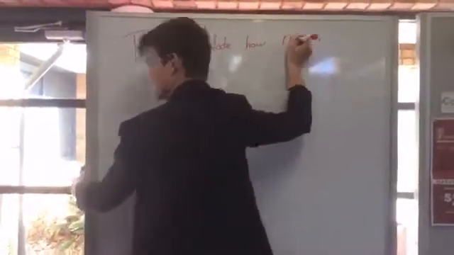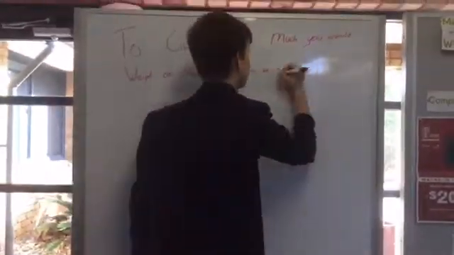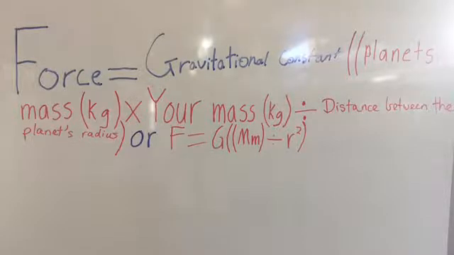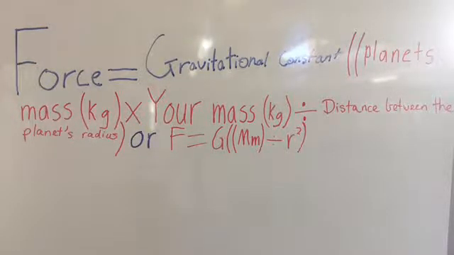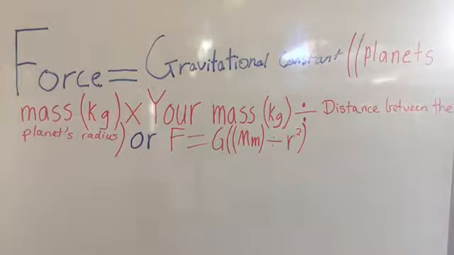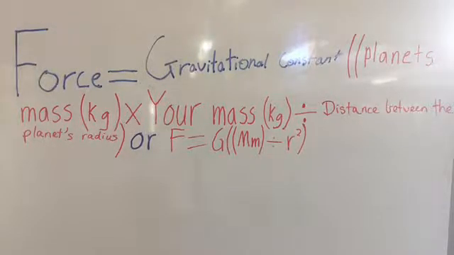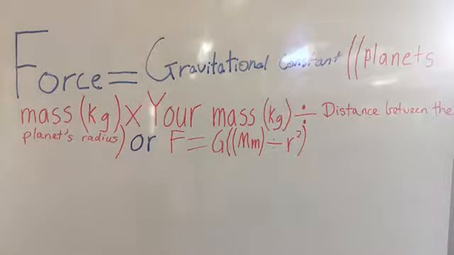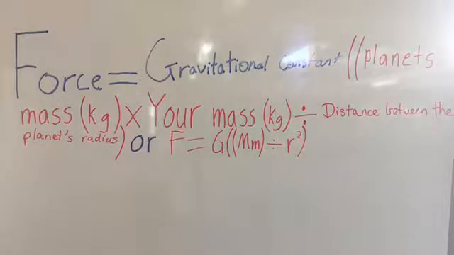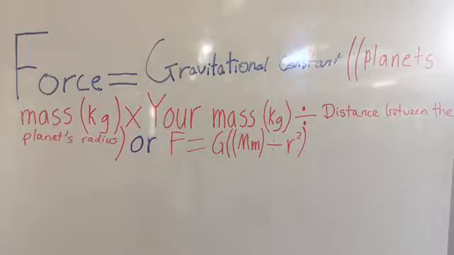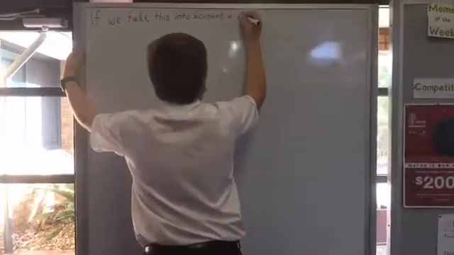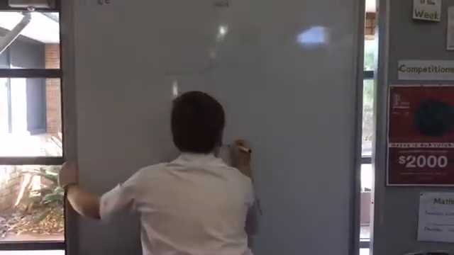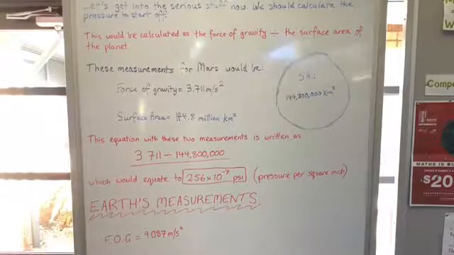To calculate how much you would weigh on Mars, you need to use Newton's gravitational law. It is force equals gravitational constant, which is planet's mass in kilos, times your mass in kilos, divided by distance between the planet's radius, or F equals G, opening bracket, uppercase M, lowercase m, divided by R squared. If we take this into account, a 70-kilogram person would weigh a mere 5 or 6 kilograms if she/he was sent to Mars. Let's get into the serious stuff now.